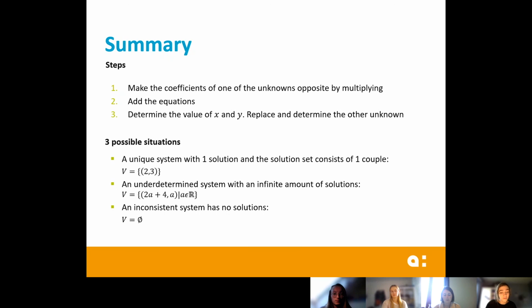When solving a system of equations, you have three possible situations. A unique system with one solution, and the solution set consists of one couple. Here you can see an example. An underdetermined system with an infinite amount of solutions, or an inconsistent system that has no solutions.